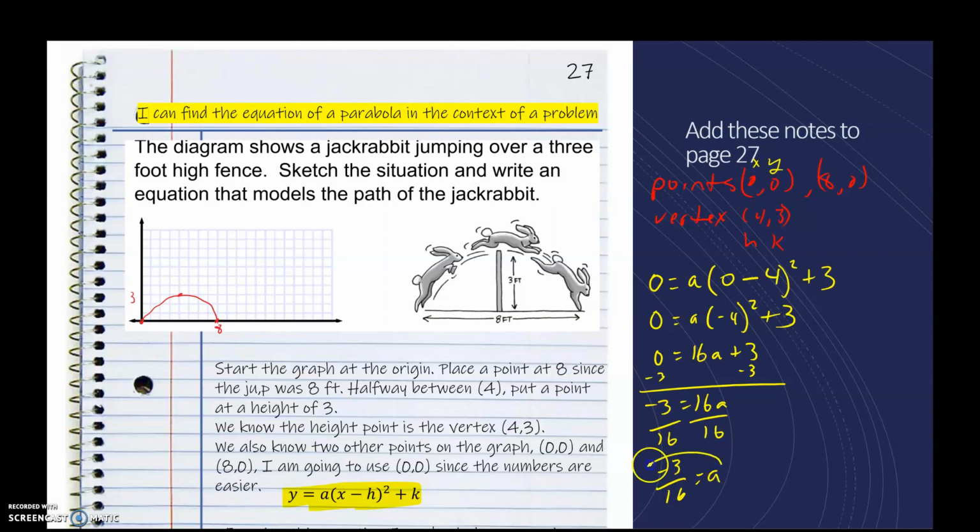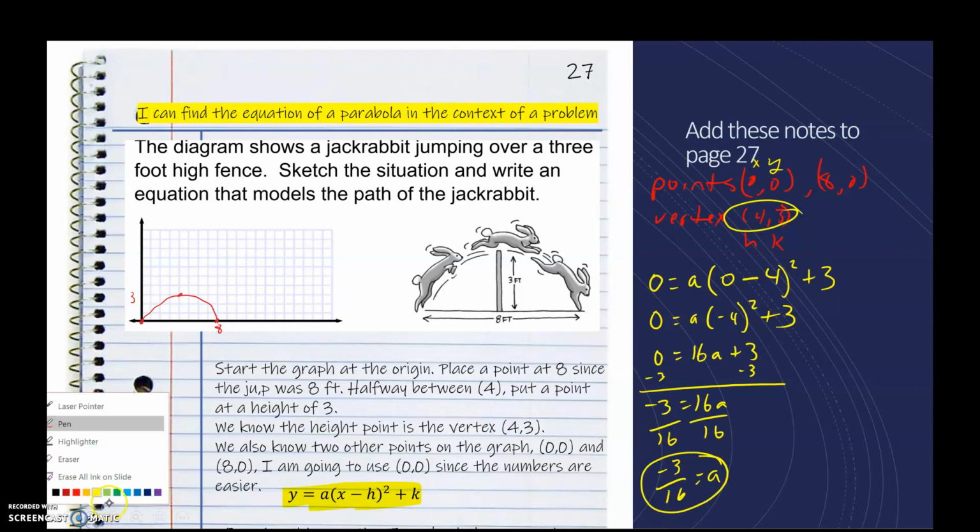So well, look, we have the a value and we have the h and k. So we can use that to write our equation. So I'm going to write it right here next to it.